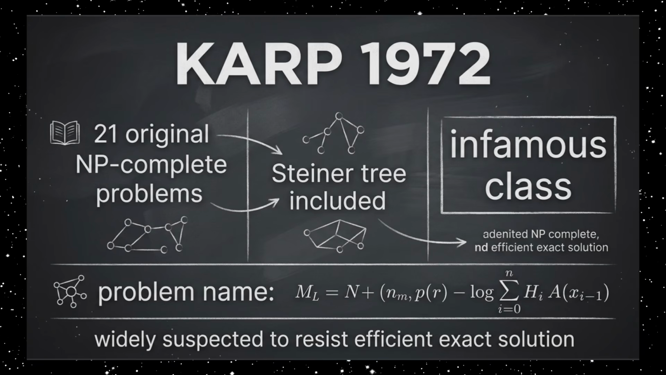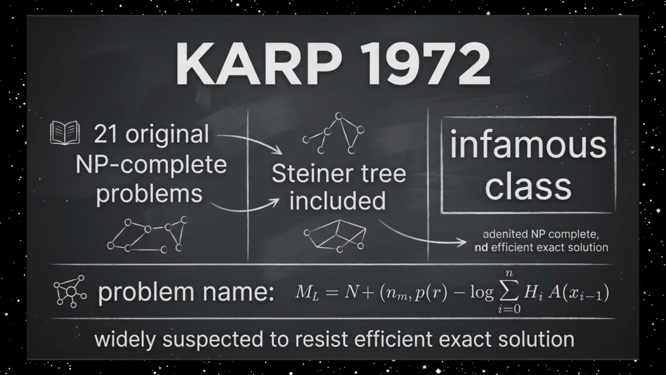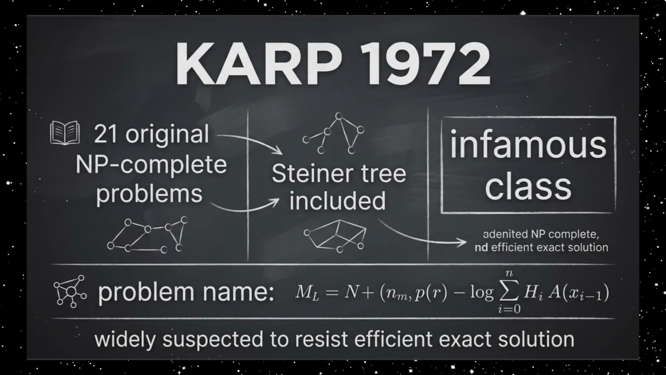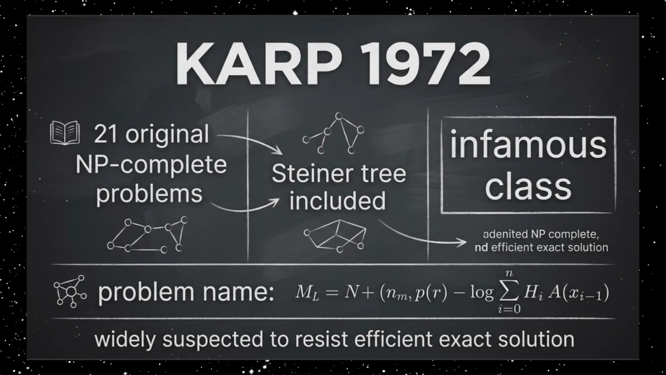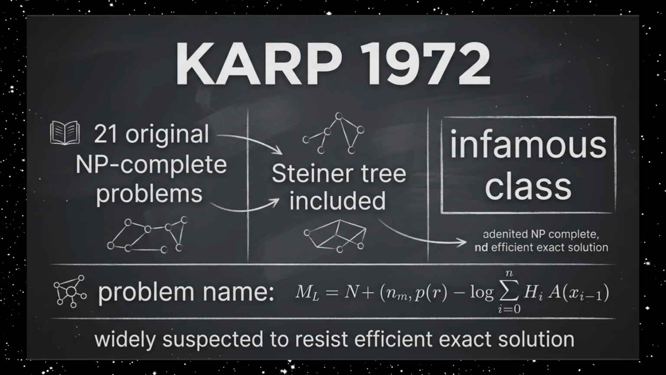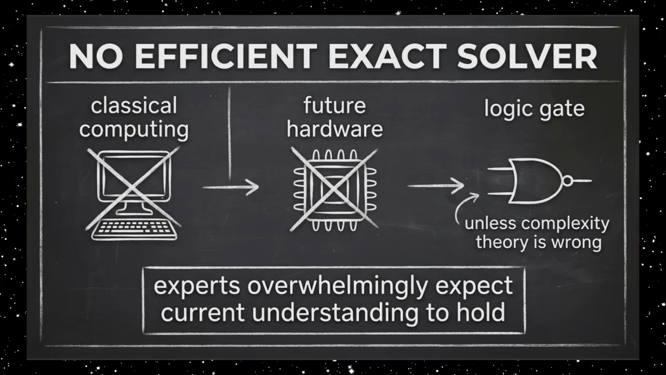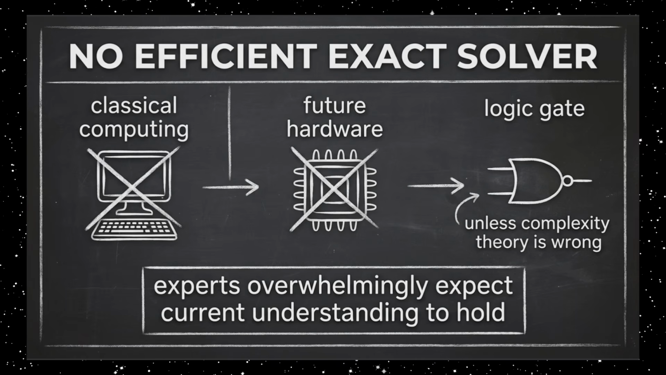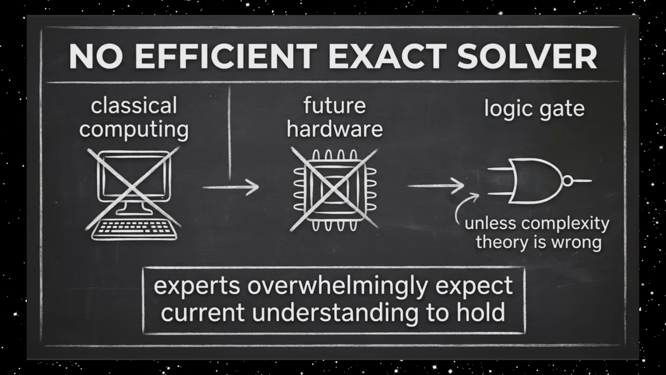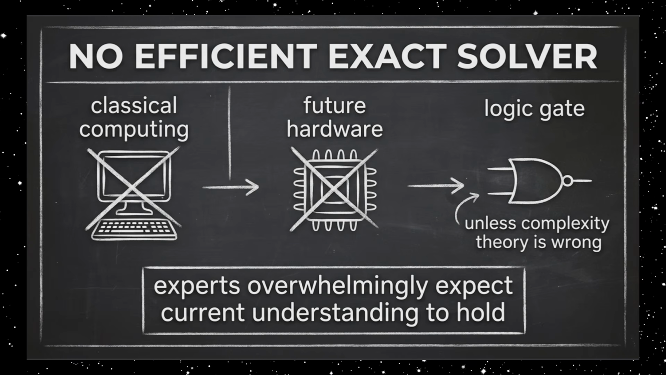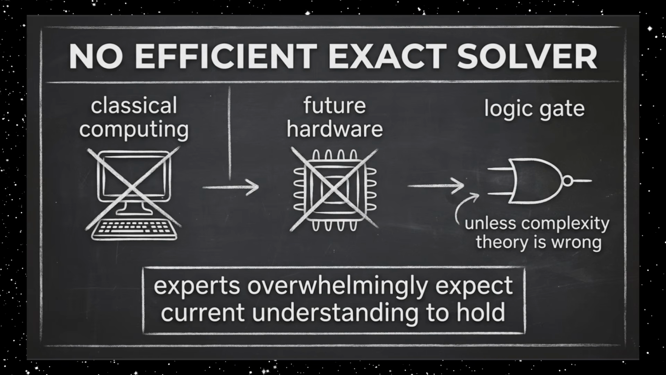The Steiner tree problem was among the original 21 problems proved to be NP-complete by Richard Karp in 1972. It sits in this infamous class of problems that computer scientists strongly suspect cannot be solved efficiently. Not with current computers, not with future computers, not with any computer based on classical logic, period, unless our entire understanding of computational complexity is wrong. And essentially every expert in the field believes our understanding is not wrong.